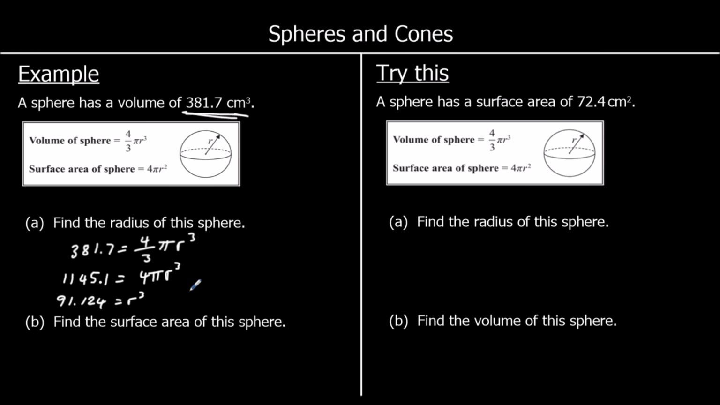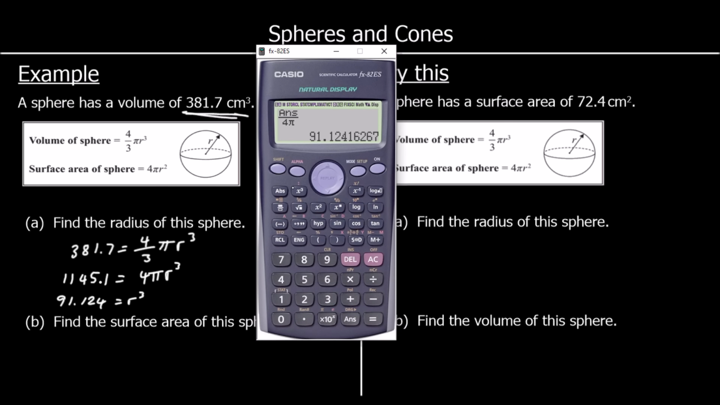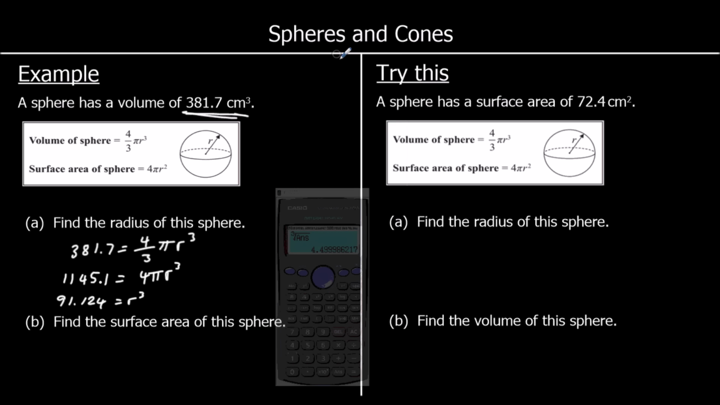And then to get r by itself, I can cube root both sides. So I'm going to cube root both sides. And that's 4.4999. So we call that 4.5 centimeters. So to one decimal place, 4.5 centimeters.